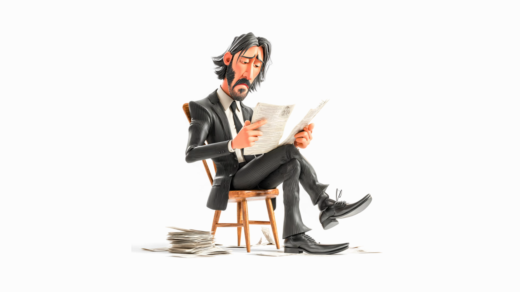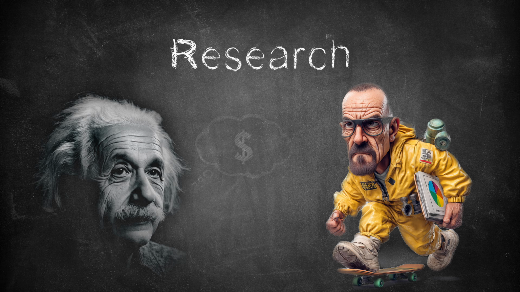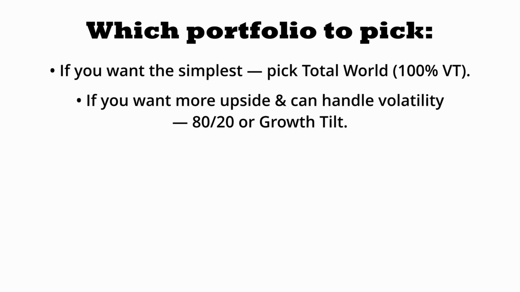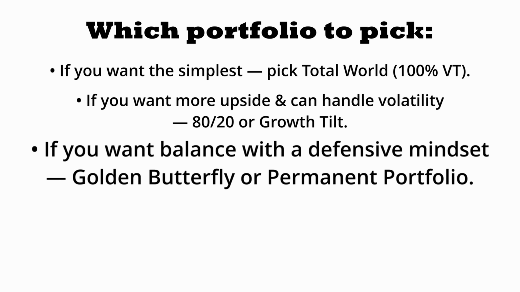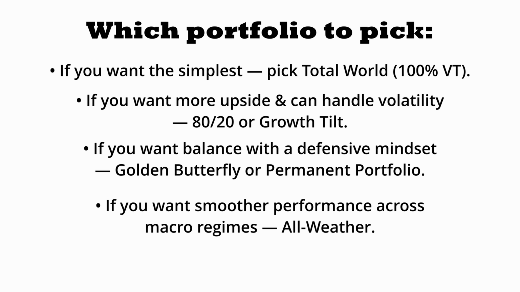So, which portfolio should you pick? Use these as general guidelines and indicators, but again, please do your own research. If you want the simplest pick, Total World, 100% VT. If you want more upside and can handle volatility, 80/20 or growth tilt. If you want balance with a defensive mindset, Golden Butterfly or permanent portfolio. If you want smoother performance across macro regimes, all-weather.